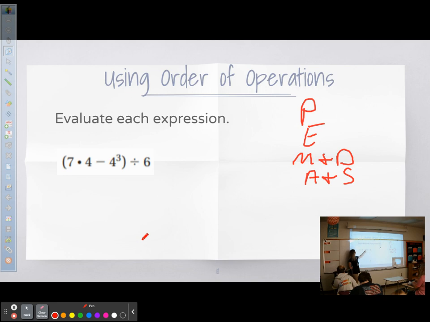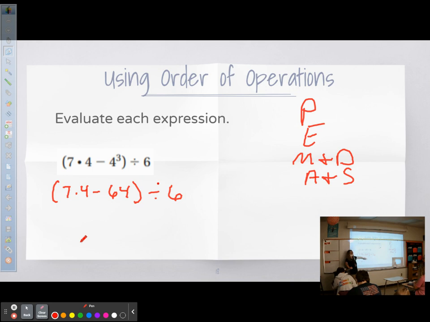Amber, what part would I do first? You would do the exponent first, so you would do 4 to the third first. Perfect. So you do 7 times 4 minus, now you got to do 4 to the third power. Ashton, what did you get when you did 4 to the third power? 64? Kaylee, do you agree with that? And then divide by 6. All right, Kaylee, we haven't completed this yet. It's 7 times 4 minus 64 divided by 6.